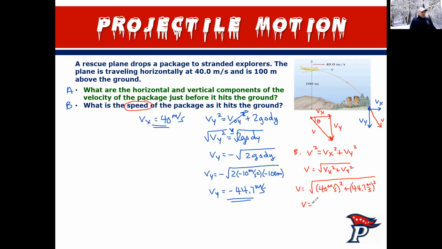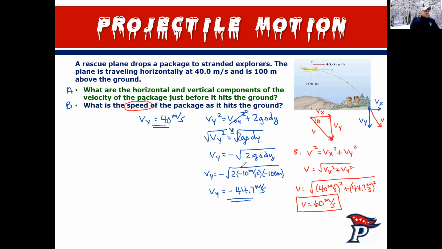So now if I do this, oops, square 44.7, add 40 squared, you get 60. How about that? Square root of 3,600, perfect. 60 meters per second. That's my answer. That's how fast it's really going when it hits the ground, right? But these values of 40 and 44.7 are the components, right? They make up that value of 60.